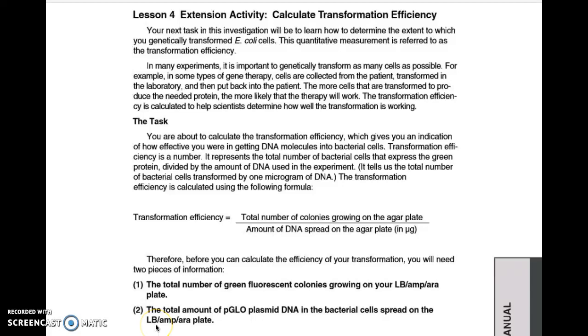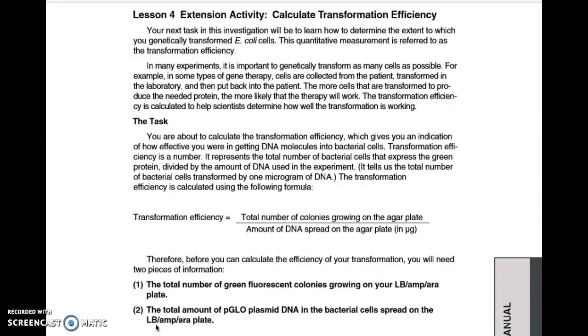Hi again. This is the second part of the second half of a tutorial to help you continue to write your lab. Okay, so what we're going to do now is talk about something called transformation efficiency. Transformation efficiency is a way to calculate how good you were at getting your wild type cells to take up exogenous DNA and become transformed. They become what's called a transformant, which is a transformed cell. How good were you at that?